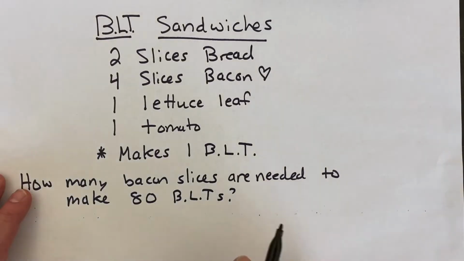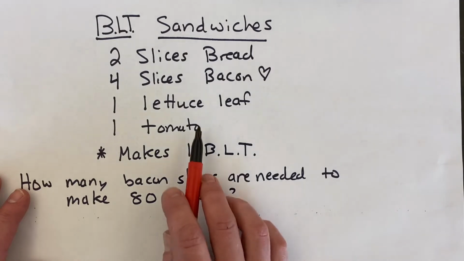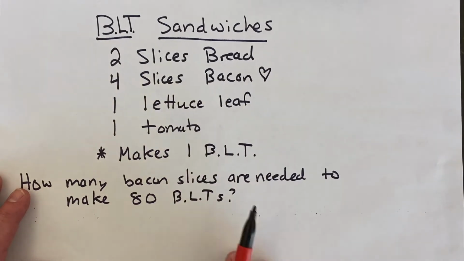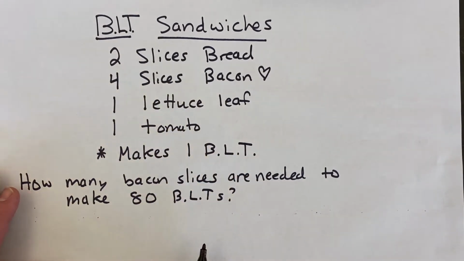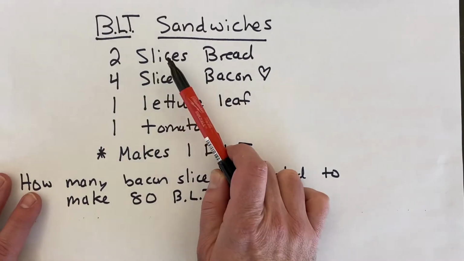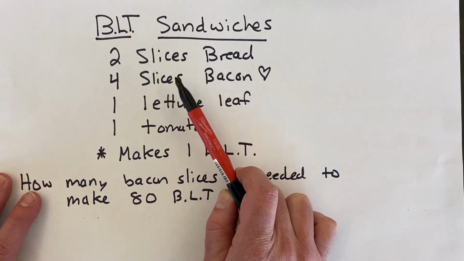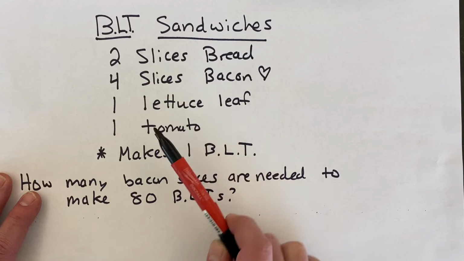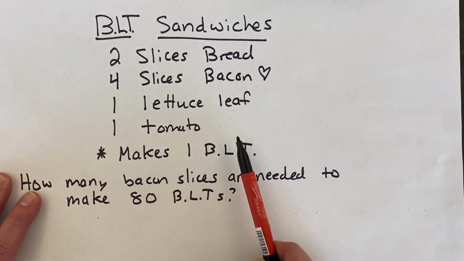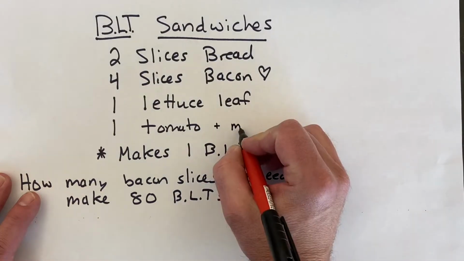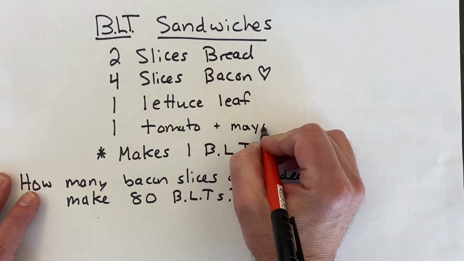Here's a fun example to start with. Let's say I need to make some sandwiches for me and 79 of my favorite friends. And I chose BLTs because why not? Bacon. And I put a simple recipe here. The recipe for a basic BLT is 2 slices of bread, 4 slices of bacon, 1 lettuce leaf, 1 tomato, and if you put that all together, you make 1 BLT. Hold on, forgot to add the mayo.